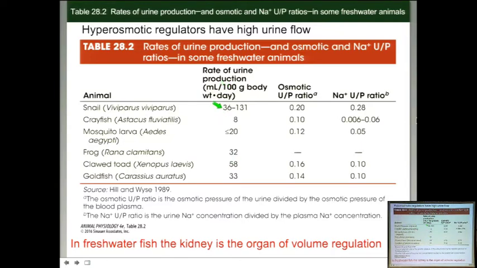Also, when you use 100 grams as your reference point, then the numbers can also be referred to in terms of percent of body size. So these snails are turning over, urinating, a volume equivalent to 1/3 to 1.3 of their body weight per day. It's a huge water flux. Their osmotic ratios are all way under. The UP ratios are all very low. This means that in freshwater fish, the kidney is the organ of volume regulation. Controlling this water flux is the way that freshwater fish, freshwater animals, control their water volume.